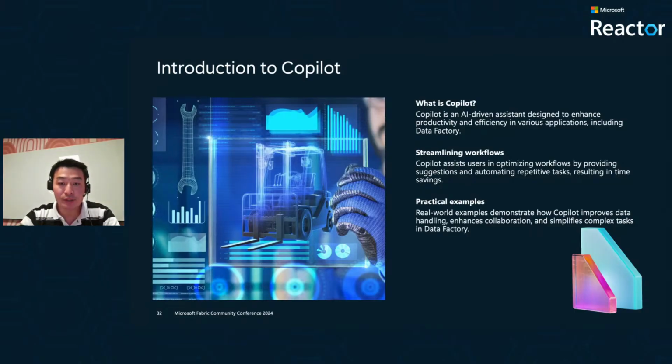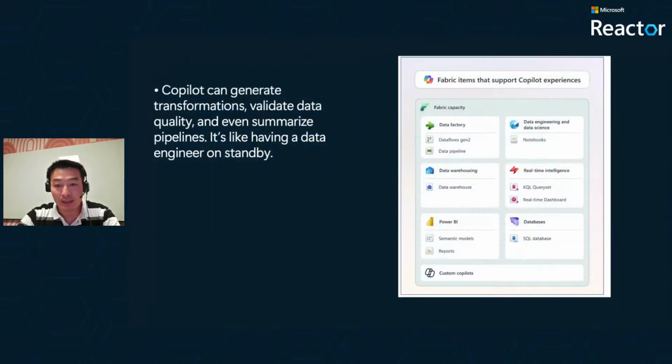In the next page, you can see some more concrete information: Copilot can generate transformations, validate data quality, and summarize pipelines. So it's acting like a data engineer sitting with you to help you, right? For example, one of the features in Data Factory related to Copilot is Error Assistant, which allows you to quickly identify issues and get actionable recommendations.